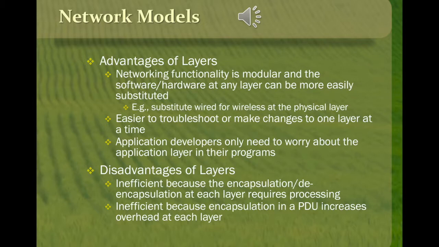Now let's discuss the disadvantages. Encapsulation and decapsulation at every layer requires processing time. When we looked at our Gmail headers, those headers can be very large or very small. And at every single hop for every network along the way, those can grow and shrink, and that requires processing time. And it also increases overhead. So those are the disadvantages.